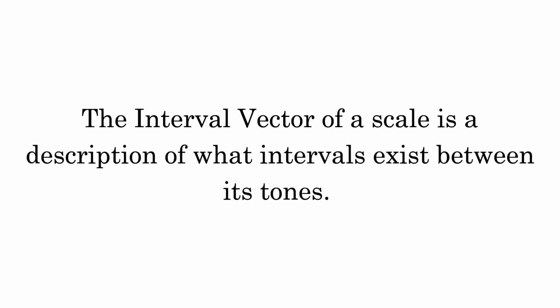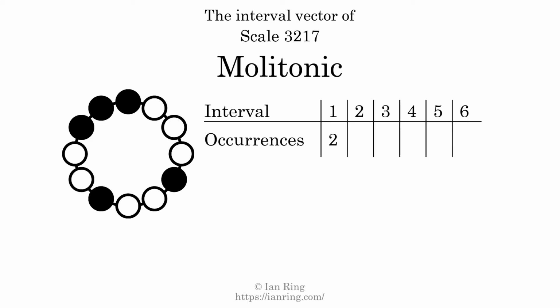The interval vector of a scale is a description of what intervals exist between its tones. There are 2 intervals with a size of 1 semitone. They are here and here. There is 1 interval with a size of 2 semitones. It is here. There are 2 intervals with a size of 3 semitones. They are here and here.